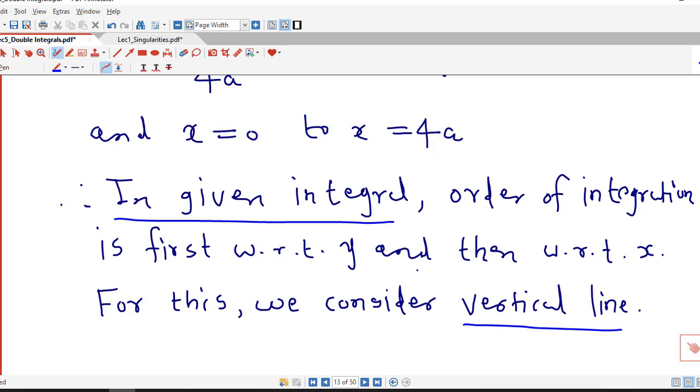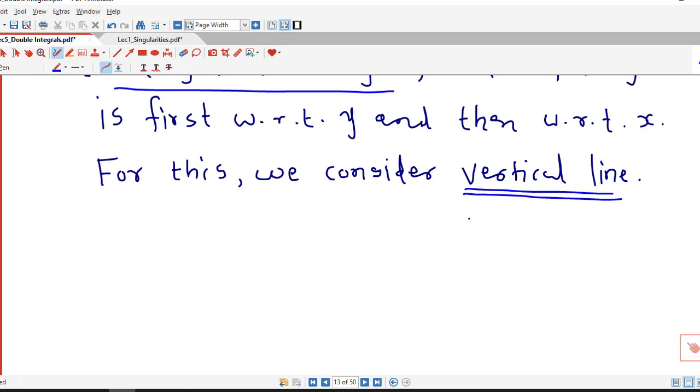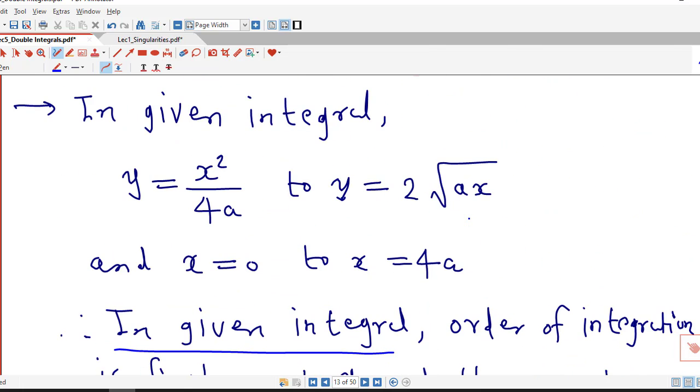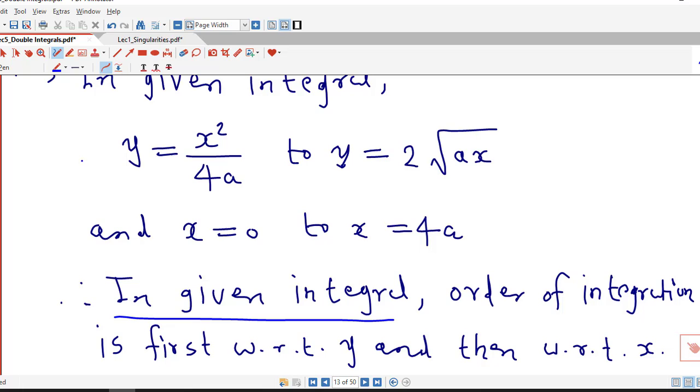From this we get the idea that because we want to change the order of integration, we don't have to consider the vertical line. So we will consider the horizontal line passing through the region. Before that we have to sketch the region of integration. We can see our region is bounded by these 4 curves. These two are parabolas.